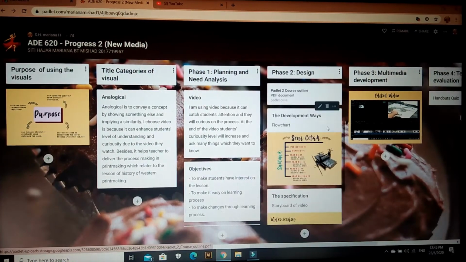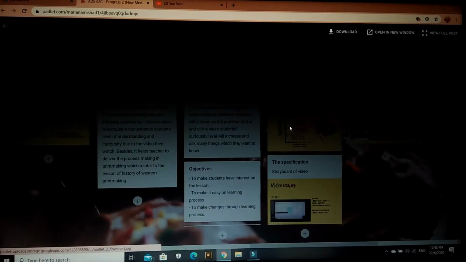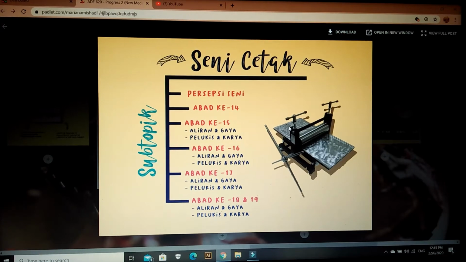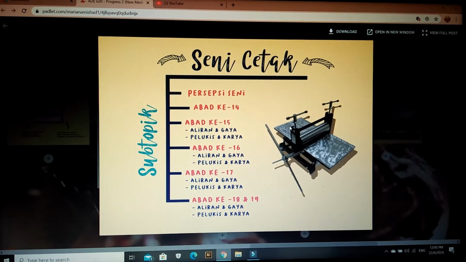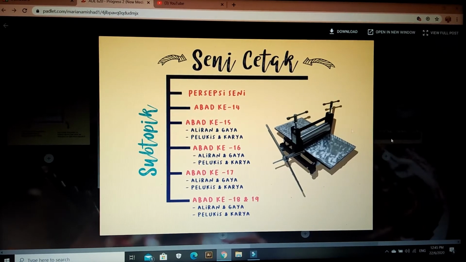So next is the development of the flow chart. This is the subtopic that I will teach the students. There are 1, 2, 3, 4, 5, 6 subtopics under the seni cetak topic, and I will only teach more of the history of Western print-making.